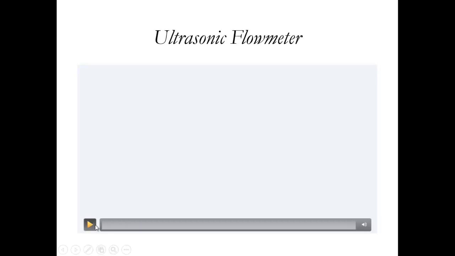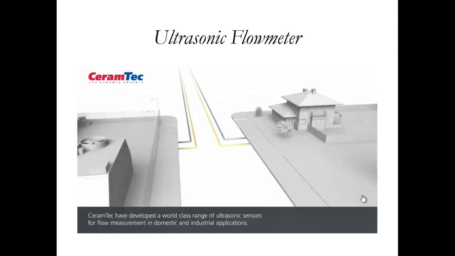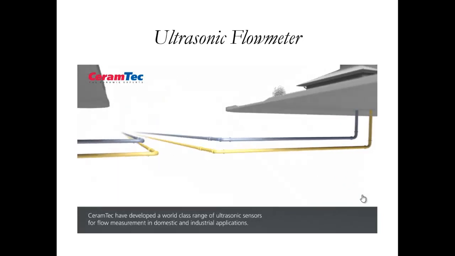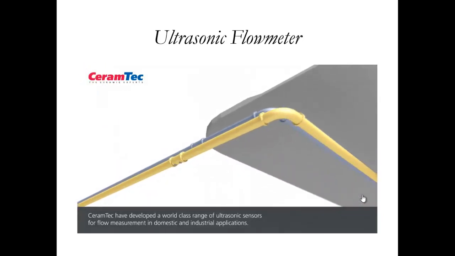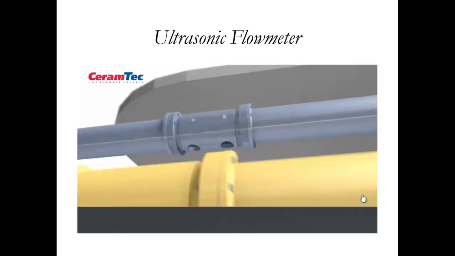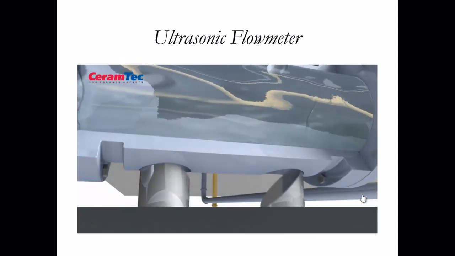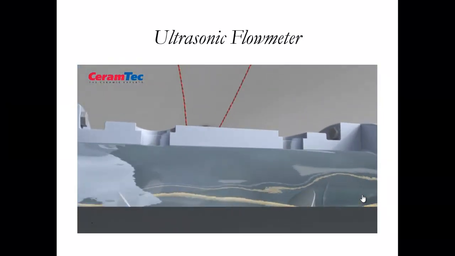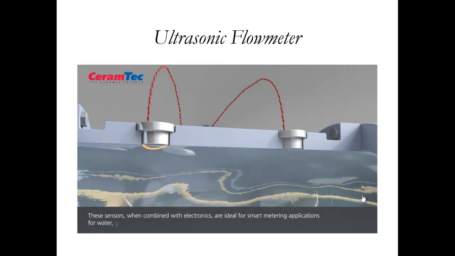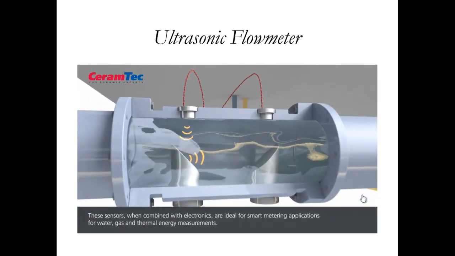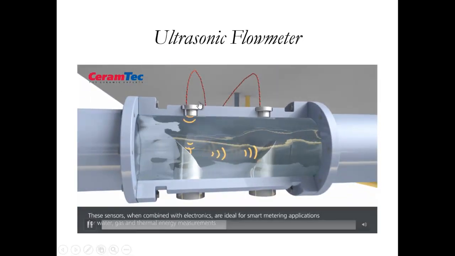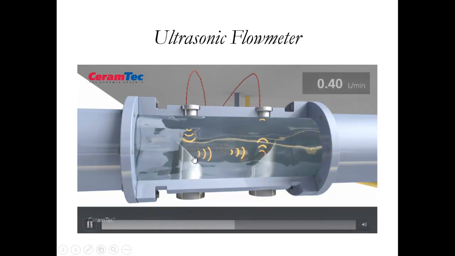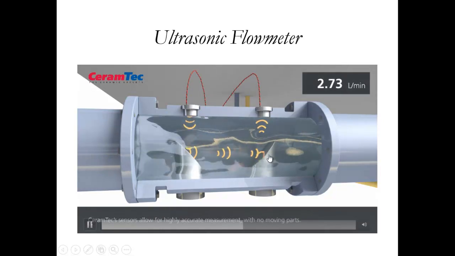Now we have an example of an ultrasonic flow meter, where we try to measure the flow associated with liquids. Let's say we have a supply of different liquids, in the form of water, or different substances such as oil. What we can do is put two ultrasonic sensors here, a transmitter and a receiver, and an arrangement can be put in this form.